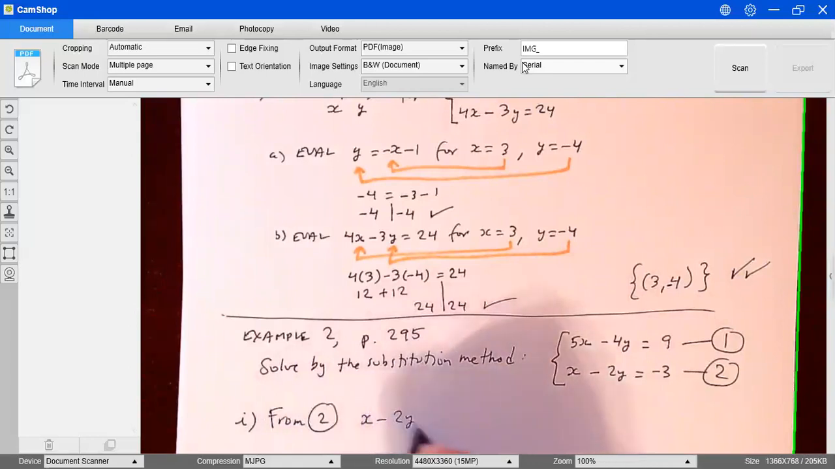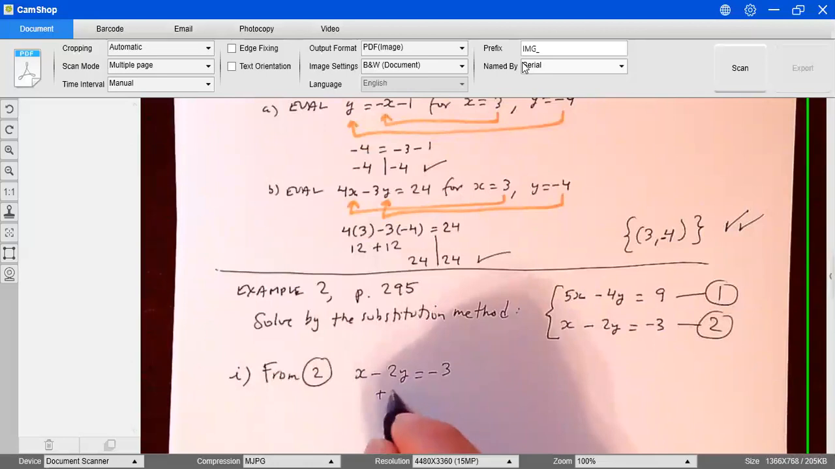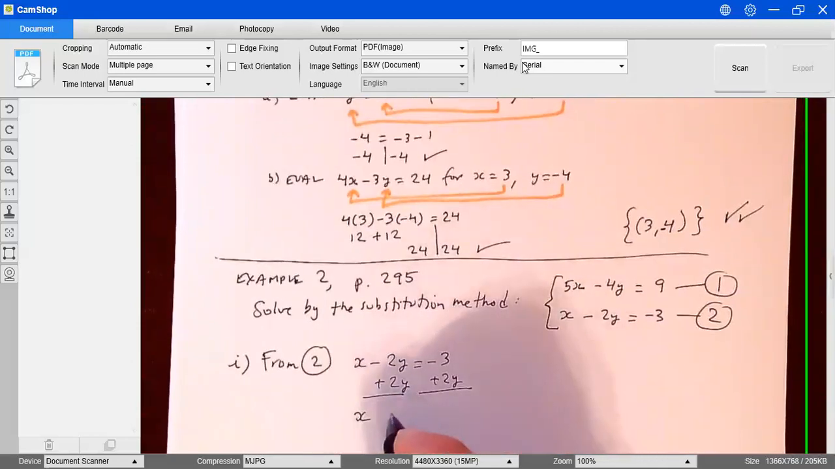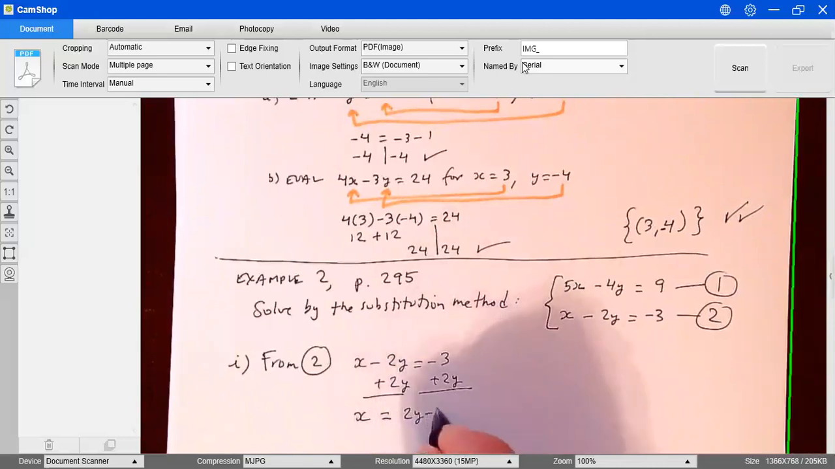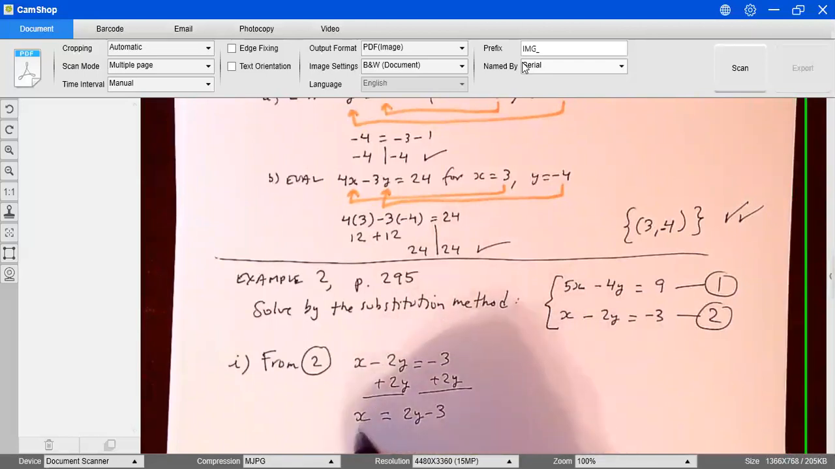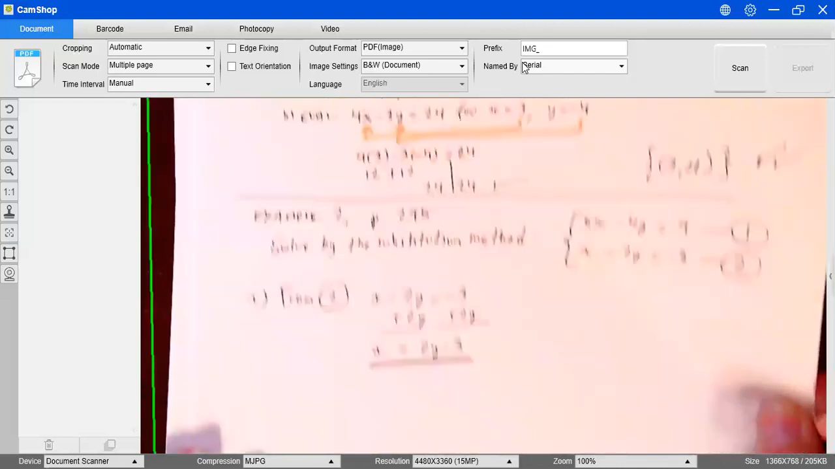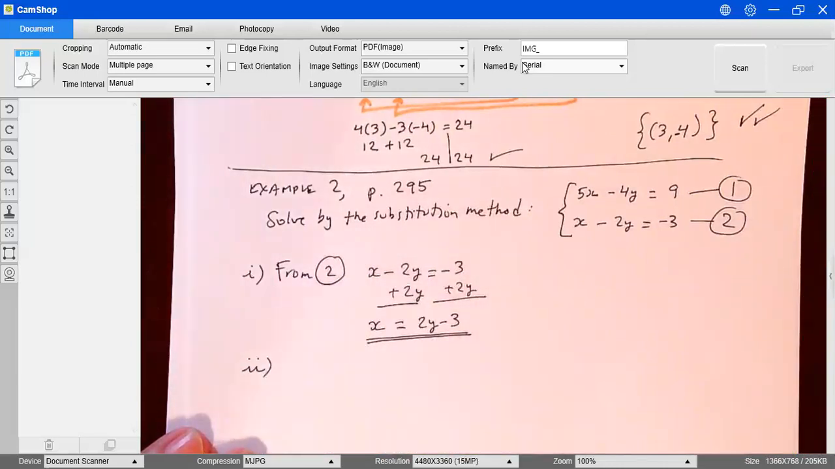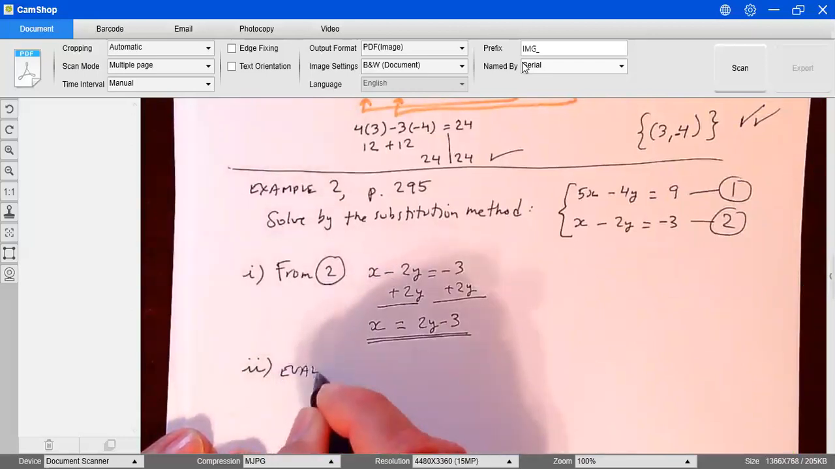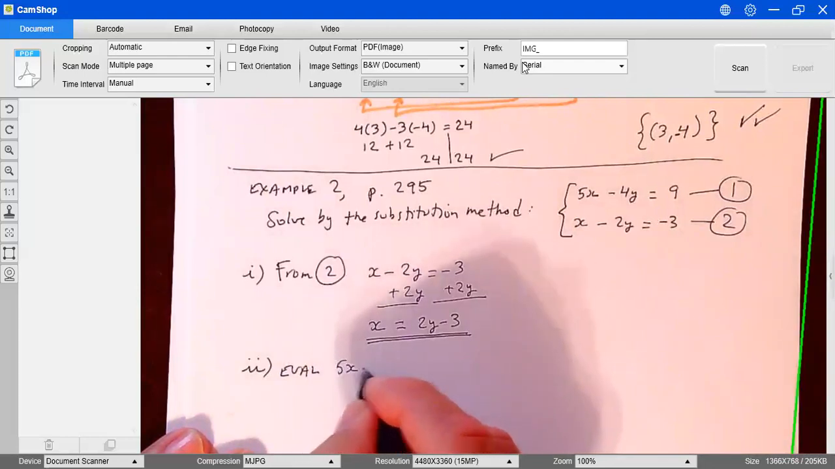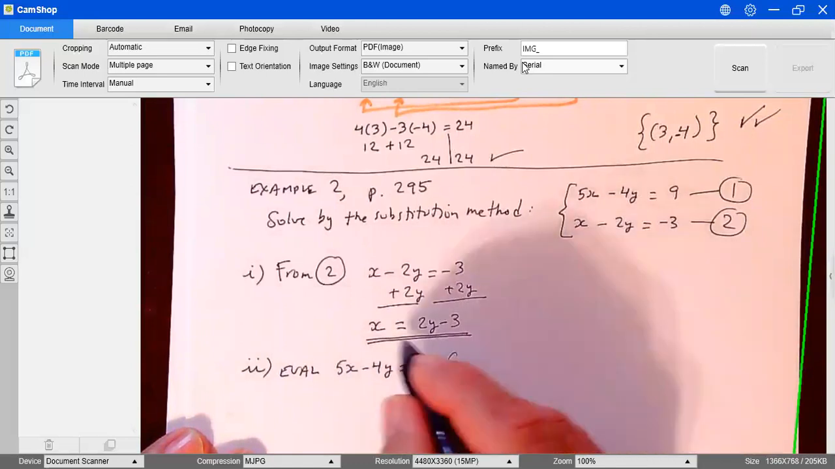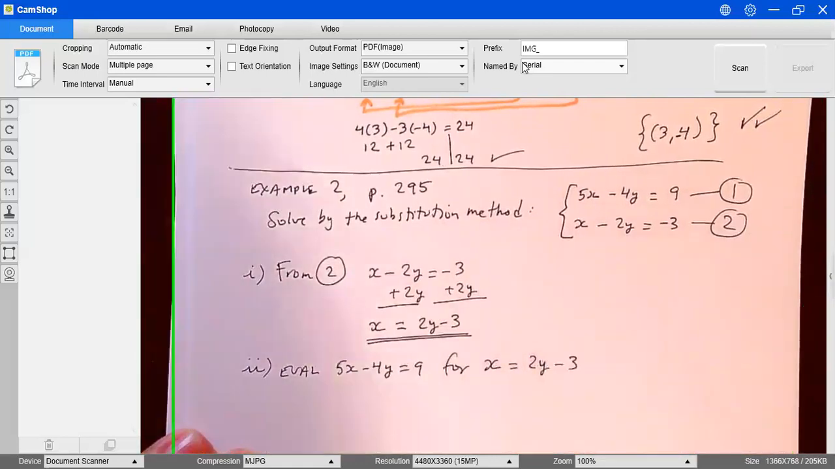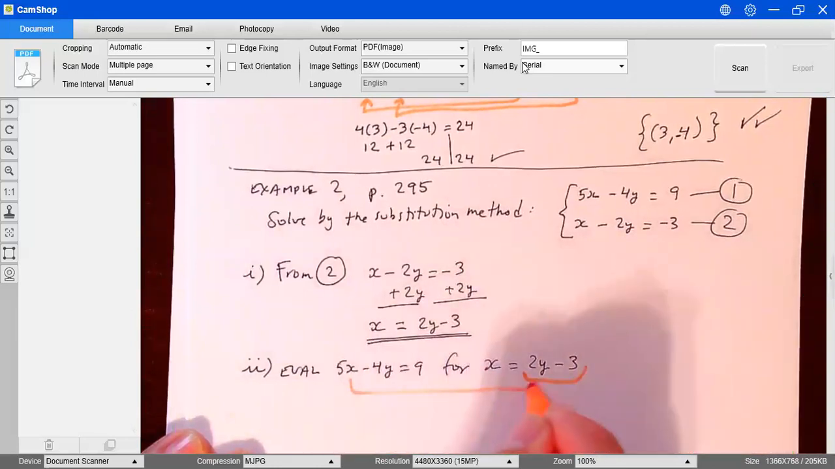So from 2, we have x minus 2y equals negative 3. So let's isolate x by adding 2y on both sides of the equation. So we're going to get x equals 2y minus 3. So that is going to be the expression I need to substitute into the other equation. The other equation is 5x minus 4y equals 9. And we're going to evaluate that equation for the expression that we found for x, 2y minus 3. So we're going to replace x with this expression.